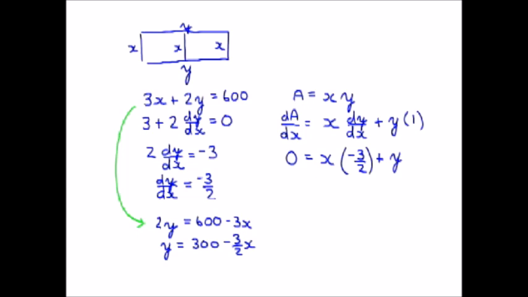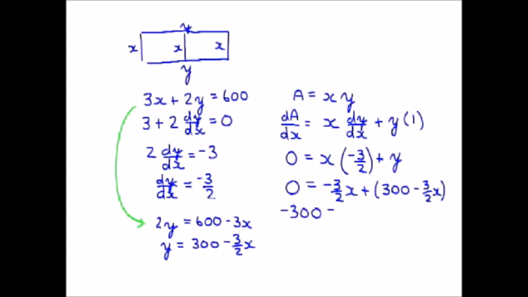So I now can substitute this in for y, and that's what I do on the right-hand side of the screen. So I end up with 0 is equal to negative 3 divided by 2 times x plus 300 minus 3 divided by 2 times x. I now have an equation with one variable, x, in it. I now should be able to rearrange and solve for x.